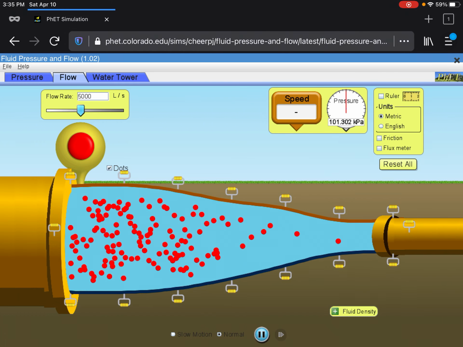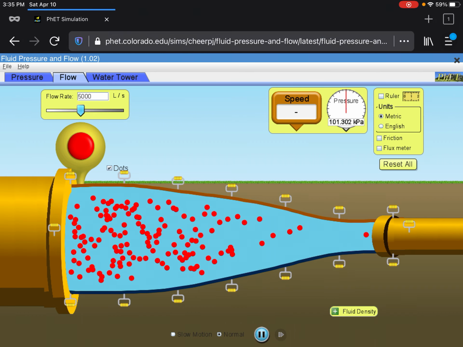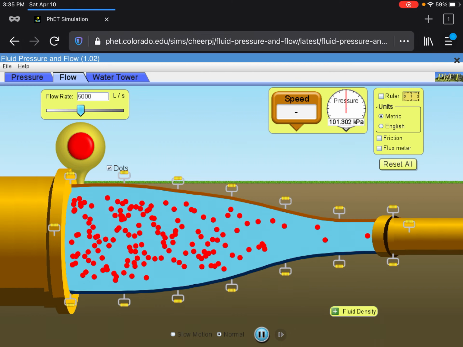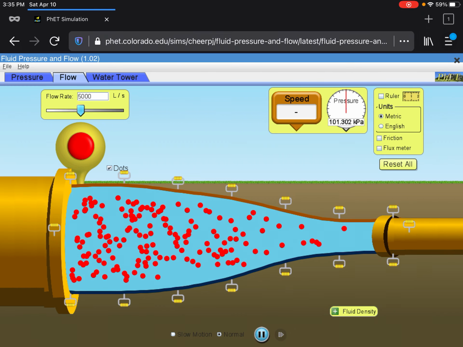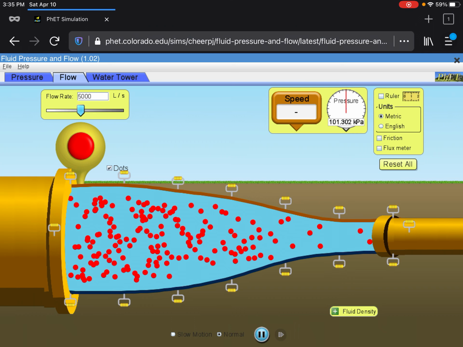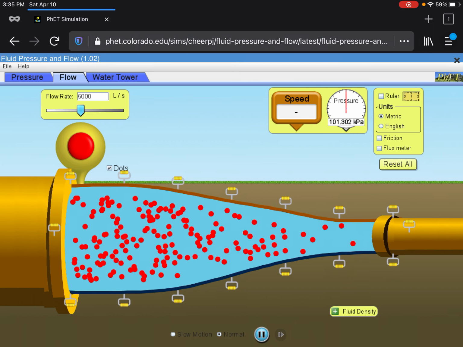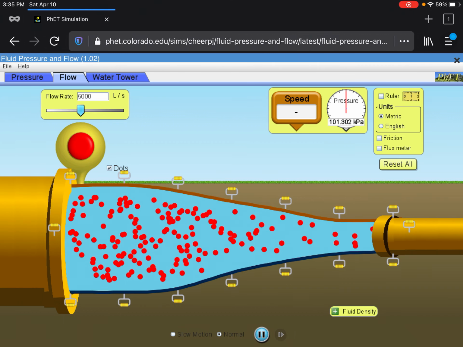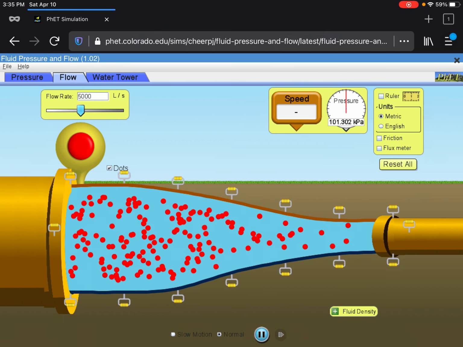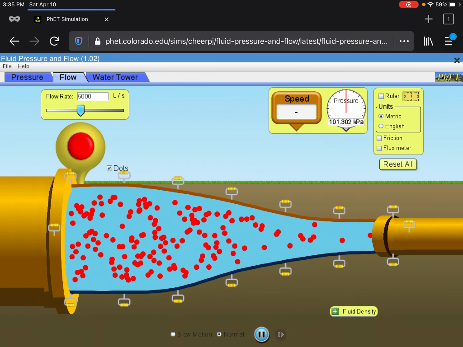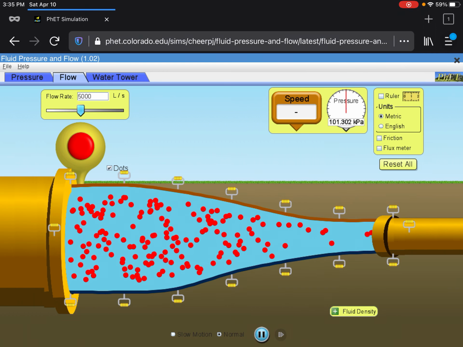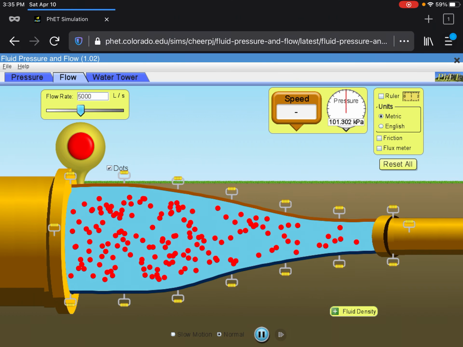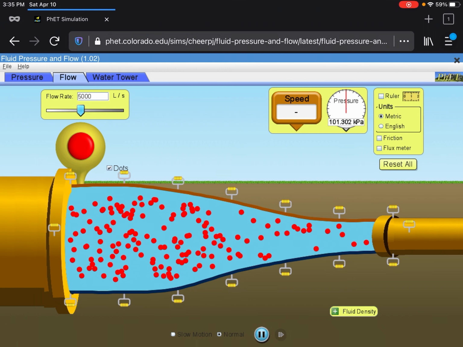Okay, so here's our situation. We've got this pipe with water flowing through it, and again, it could be any fluid flowing through any pipe, but what I want you to observe is that as the fluid comes into the skinnier part of the pipe, it has to move faster. And the reason it has to move faster is because if we have 5 gallons per second coming into the pipe, we have to have 5 gallons per second going out of the pipe.